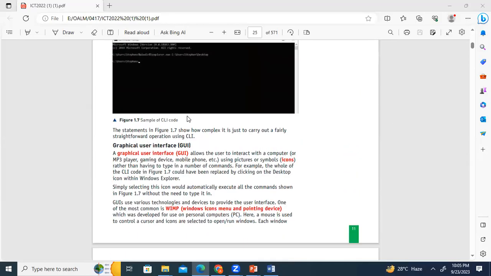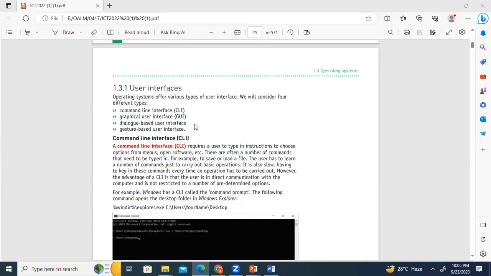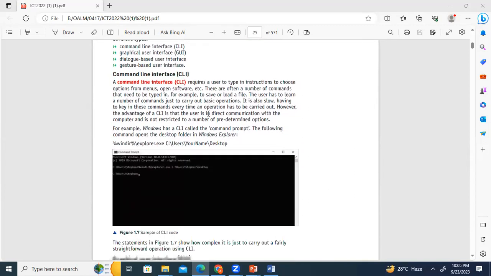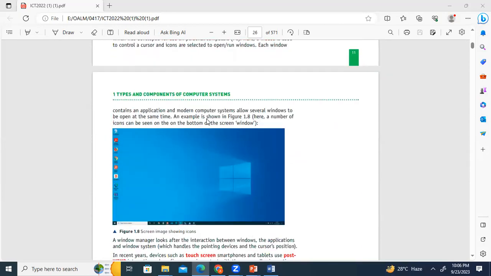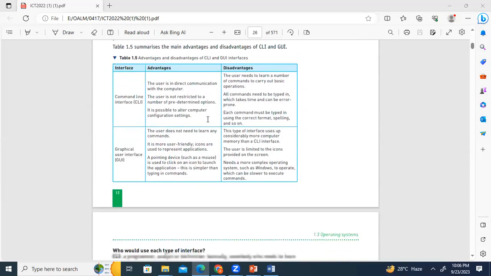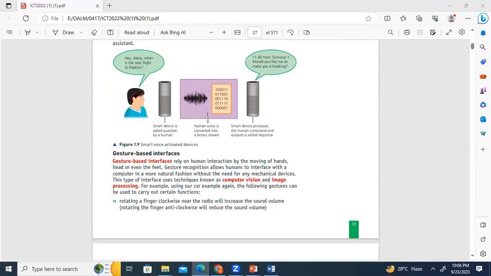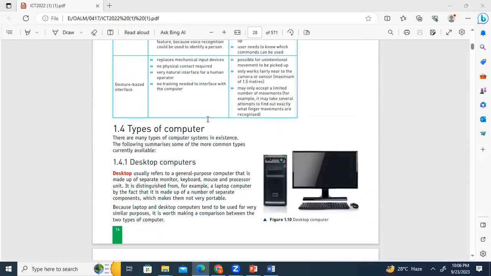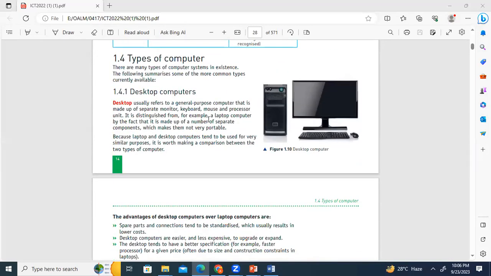So do you remember, last topic we basically have done all user interface? Yes, sir. Okay, this topic has been covered. So we have done advantage, disadvantage, and now types of computer. Does everybody know about types of computer? Yes, sir. Okay.